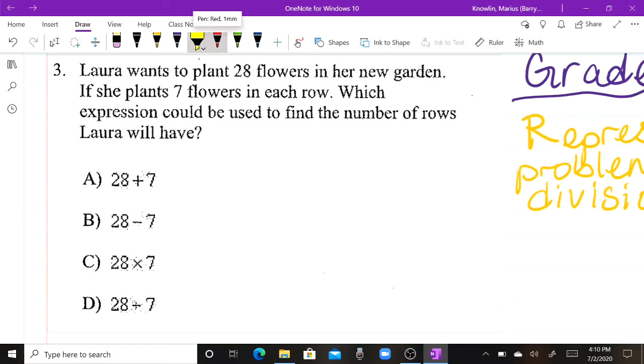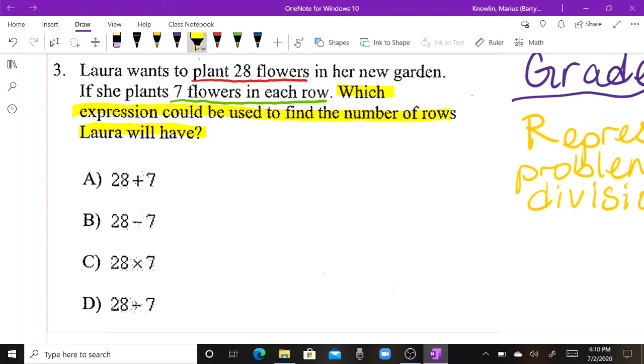All right. So now when we go back and read it this time, we're going to underline and highlight important information. In that first sentence, it says Laura wants to plant 28 flowers in her new garden. The important information here are the 28 flowers. The next sentence tells us that she's going to plant 7 flowers in each row. Also important information. And it's always a good idea to highlight or underline the question, because that's really what you're going to be answering. They give you information in any word problem. They're going to fluff it up, give you a bunch of information, but you always need to focus on what the question is asking, so I can make sure I answer that question.